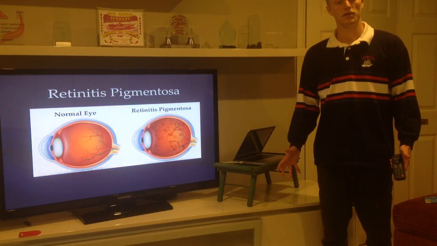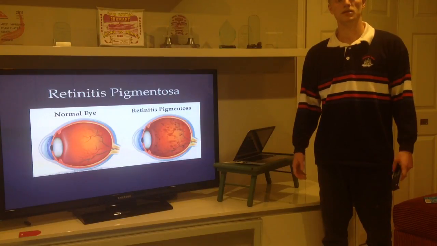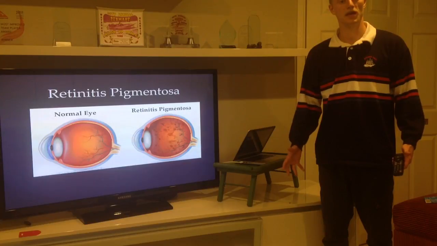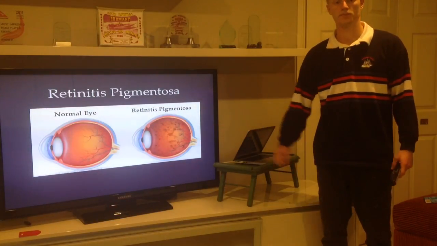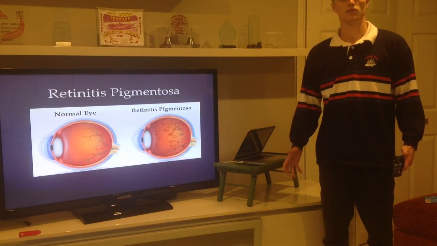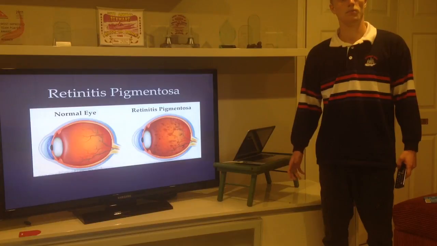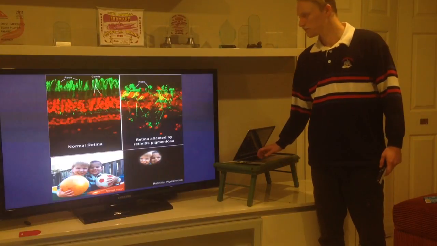Now, retinitis pigmentosa, or RP for short. It's a condition where light-sensing cells in the retina begin to deteriorate, which appears as pigmentation in the retina, shown on the right. It's generally estimated the disorder affects 1 in 4,000 people worldwide. The first signs of RP usually occur in early childhood, where both eyes are typically affected.